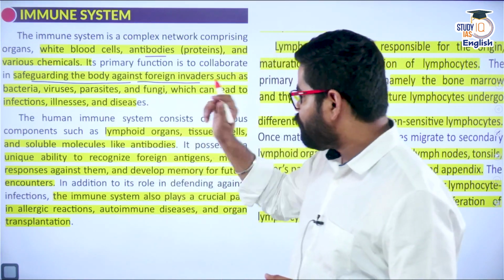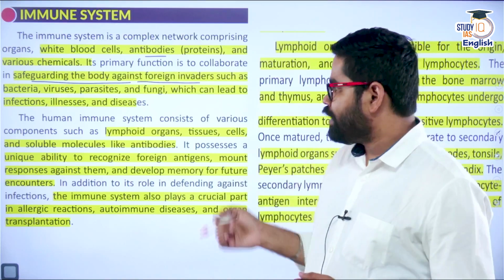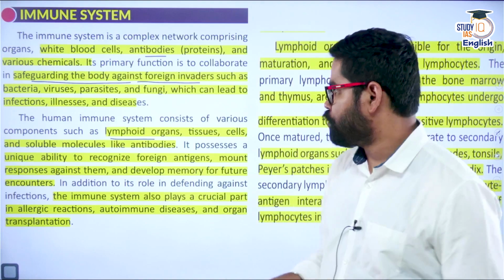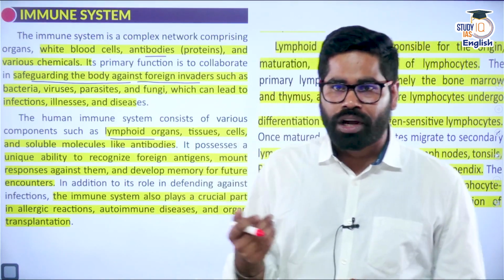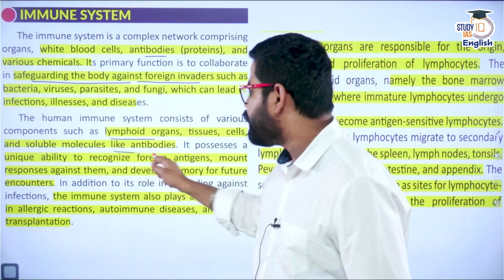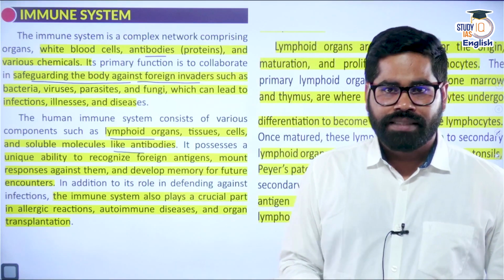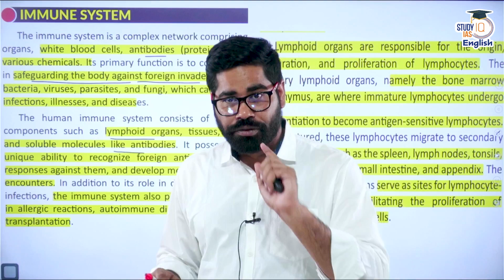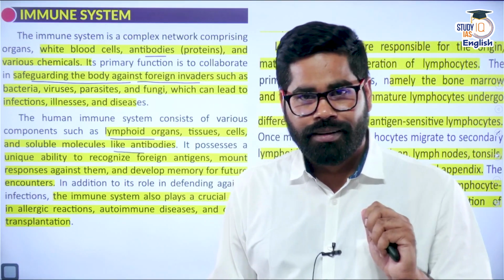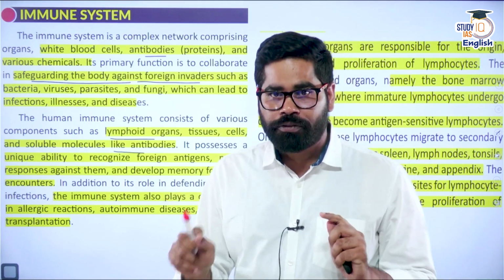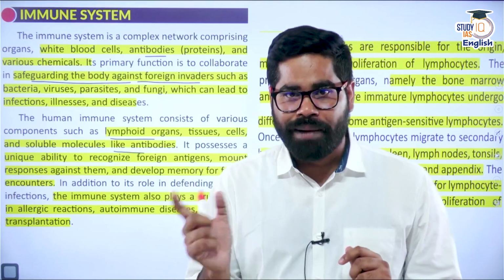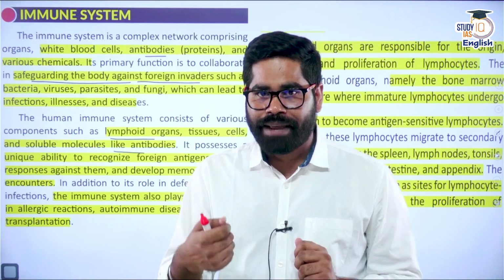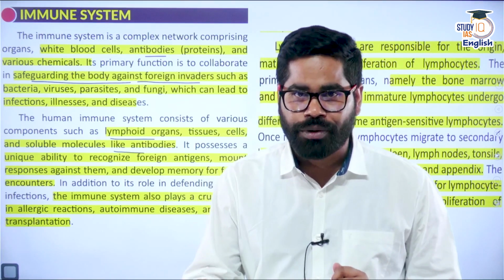Now, the human immune system basically has some lymphoid organs, certain tissues, cells, and certain soluble molecules like antibodies. This human immune system has a unique capability. See, here is a very important part. The immune system of the body has a very unique capability to recognize and analyze the different types of invaders which are coming into our body.